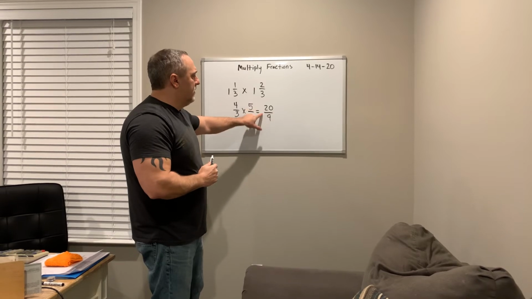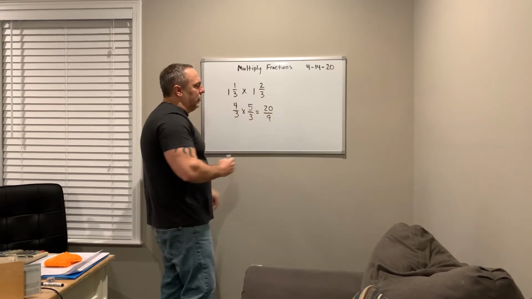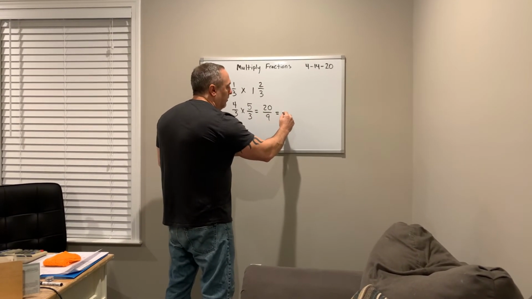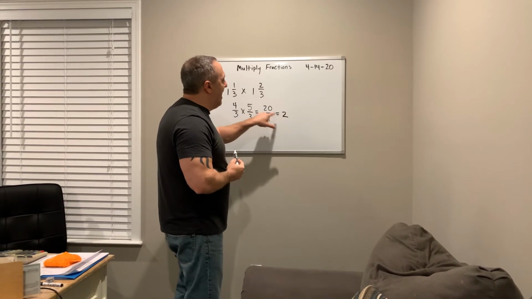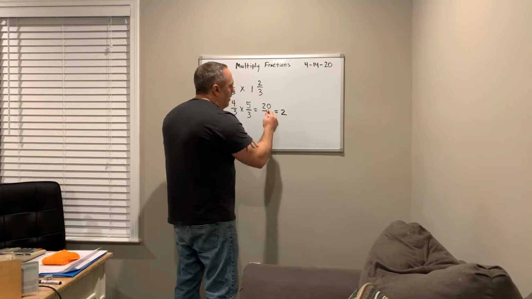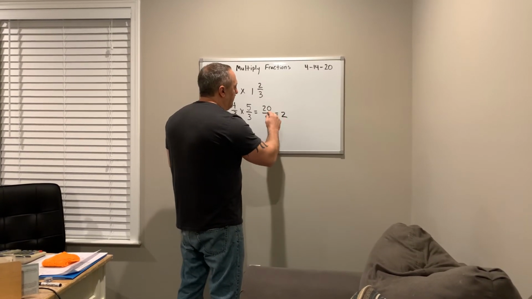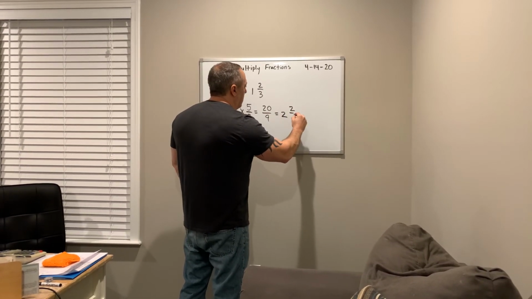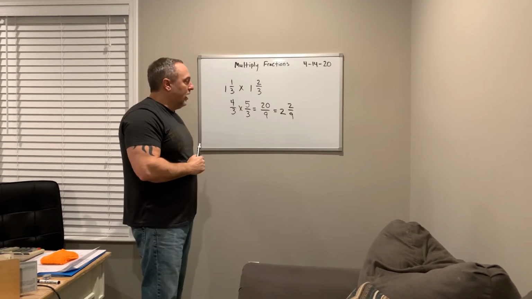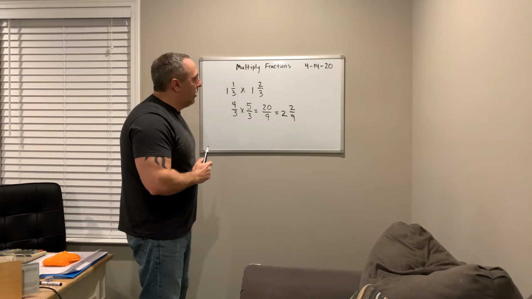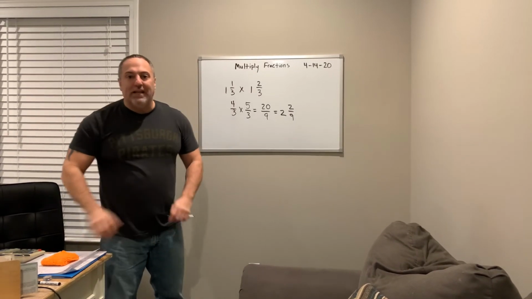I can't leave this improper. 9 goes into 20, it does go into 20 at least 2 times. That used up 18 out of the 20. 20 minus 18 is 2. And that's how you do that, right there. All right? You shouldn't have a problem with these. They should be fairly easy.